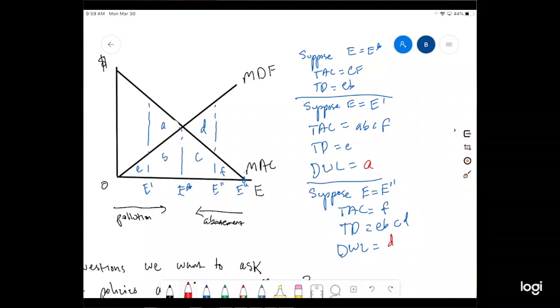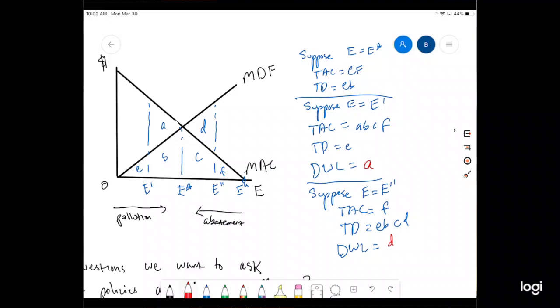So in reality, it's difficult to actually hit E star. It's difficult to know what E star actually is. But that's where we're going in this class. We are going to try to figure out the optimal level of emissions, or at least the optimal tax on emissions, the tax on CO2. That's the next portion of this class.